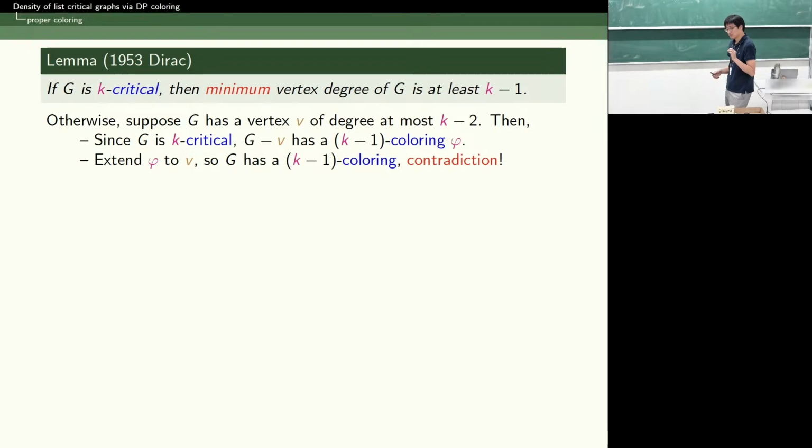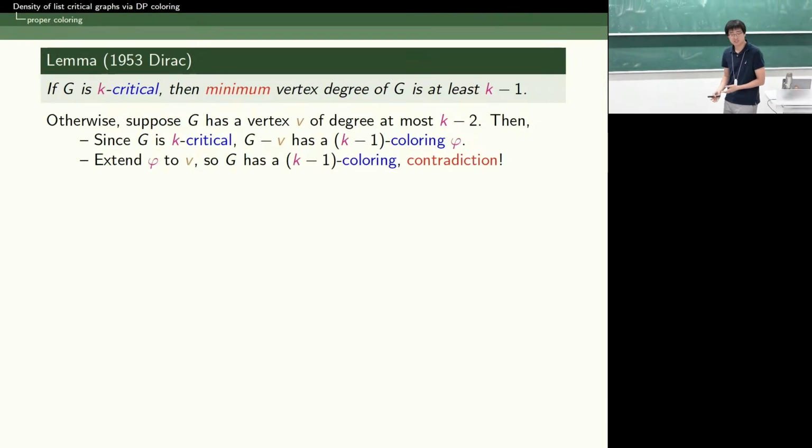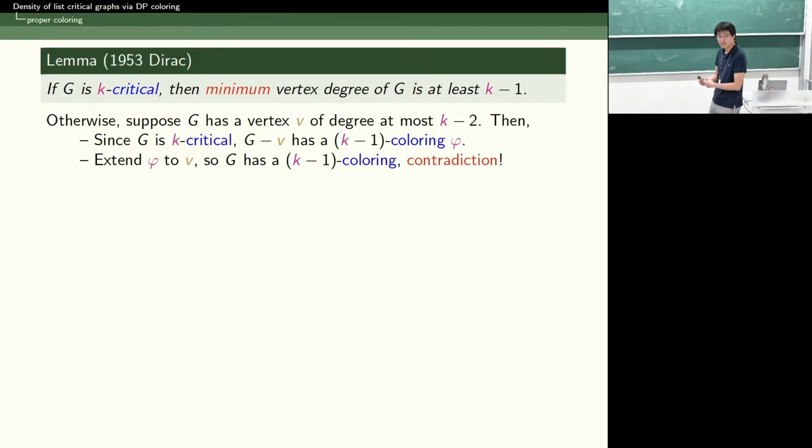And you try to extend the coloring to the vertex you removed, and because this vertex only has at most k minus 2 neighbors, and you have k minus 1 colors, there's a leftover color you can apply on this vertex that you've removed. Which means your entire graph was k minus 1 colorable, which is a contradiction, because your graph is k-critical, meaning the chromatic number must have been k. So what this is saying is, if you give me a k-critical graph, there's a lower bound on the vertex degrees.